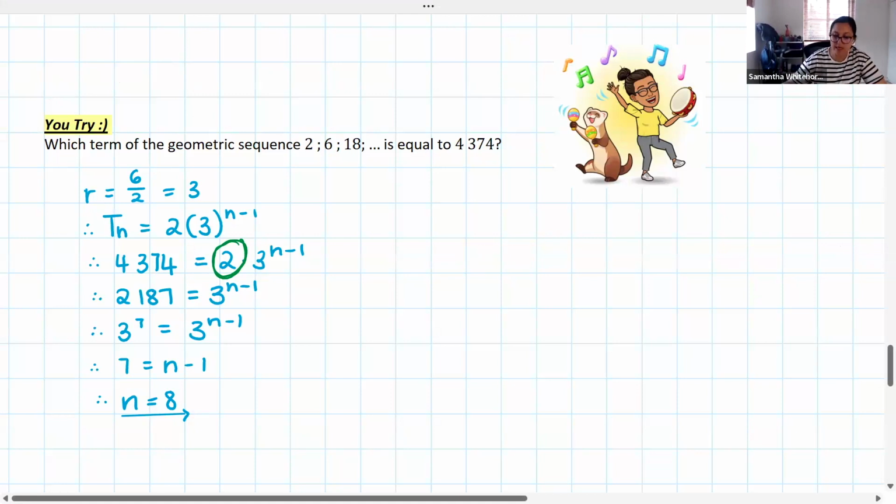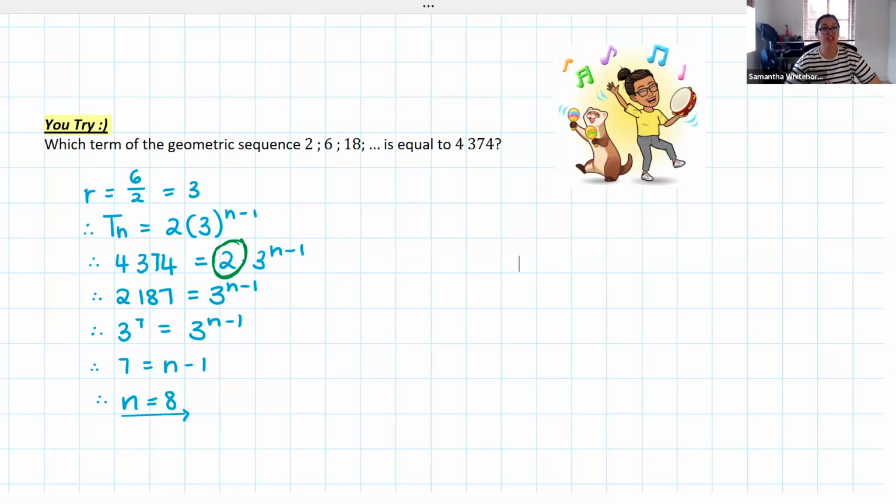So divide it away, get your bases to be the same. Use your calculator if you need to. And you get that n is equal to 8.